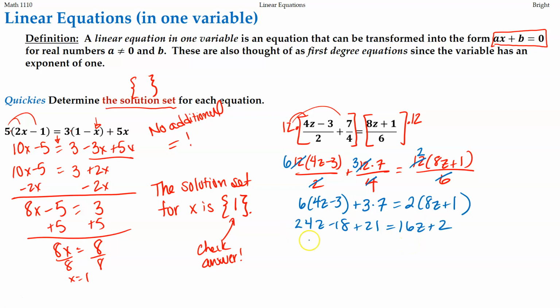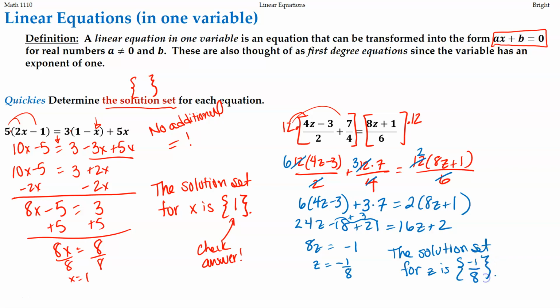Subtract 16z from both sides, so I get 8z, and then this right here is really 3. I'm going to subtract the positive 3 over, and so I get 8z is equal to minus 1, and then z is equal to minus 1/8 as I divide by 8. Then I would conclude by saying the solution set for z is, begin set notation, negative, yep, that's right, negative 1/8, end set notation. And that would be my final answer.